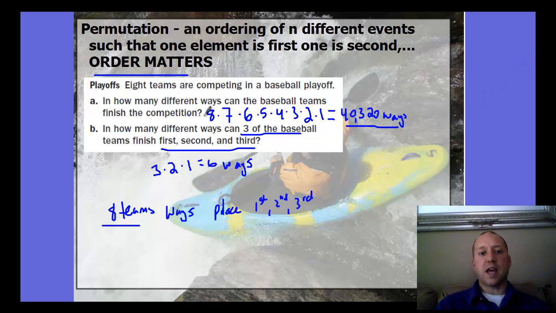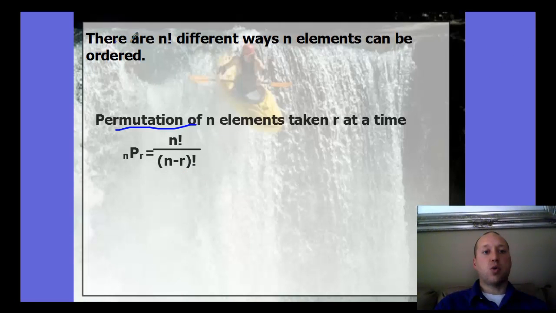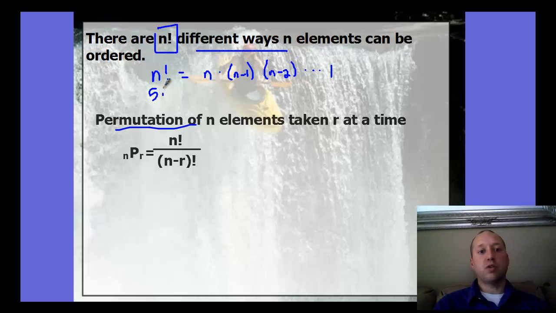That was found using 8 times 7 times 6 times 5 times 4 times 3 times 2 times 1, which is called a factorial. A factorial: there are n factorial different ways n elements can be ordered. N factorial means n times n minus 1 times n minus 2, and that continues all the way down to 1. So if I had 5 factorial, it would be 5 times 4 times 3 times 2 times 1.